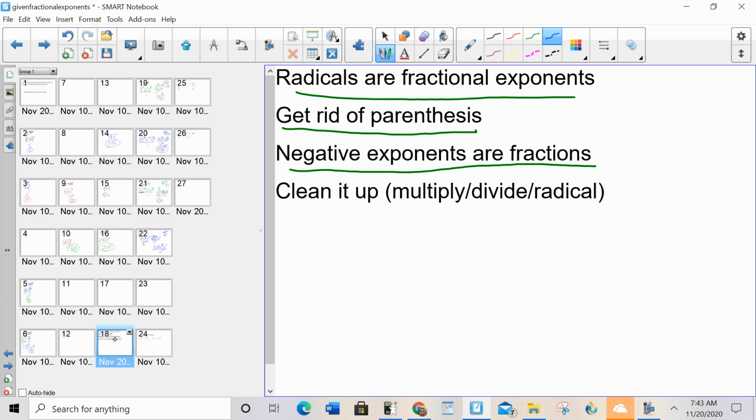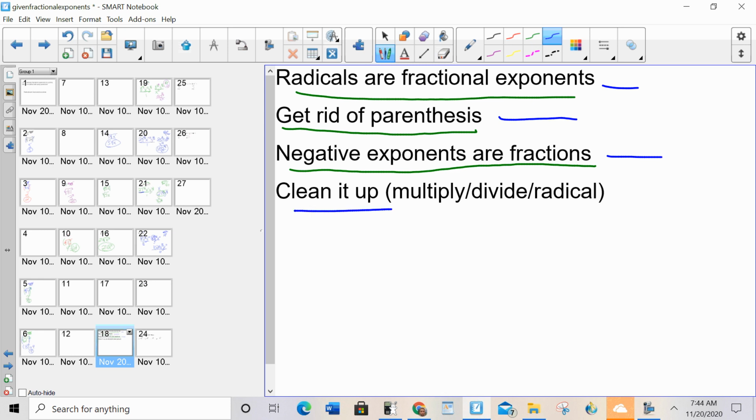So, in order to solve these exponents problems, we're going to follow this list of steps. Radicals are fractional exponents. Get rid of the radicals first by making them fractional exponents. We did not do that in this lesson. We're going to do that in the next lesson. Get rid of parentheses. That's what we did in a couple of lessons ago. Whatever's outside the parentheses, everything inside gets. Negative exponents are fractions. When you see a negative exponent, make a fraction. Whatever's being raised to the negative power moves. And again, we did that in the previous lesson.